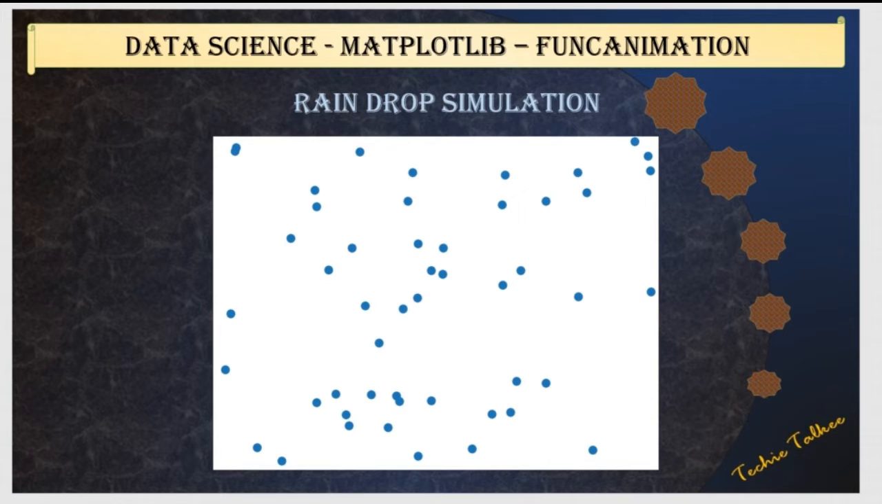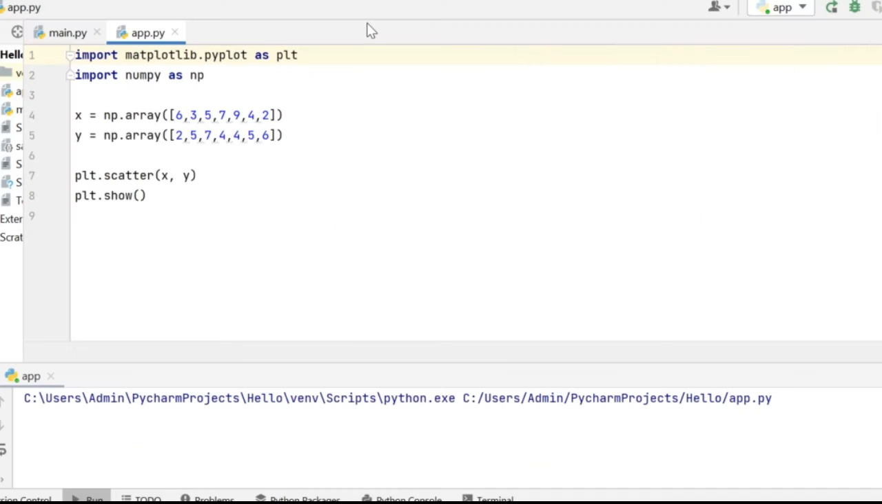Rain is actually water droplets that get scattered all over the place. So we'll be using a scatter plot to simulate raindrops. This is a very basic example of a scatter plot where I have two arrays x and y, and I'm calling the scatter method here to scatter the values across x and y.